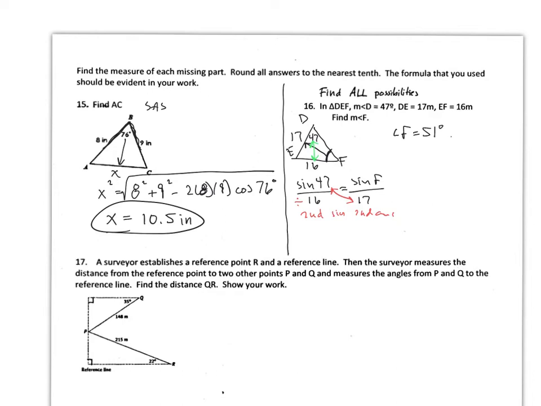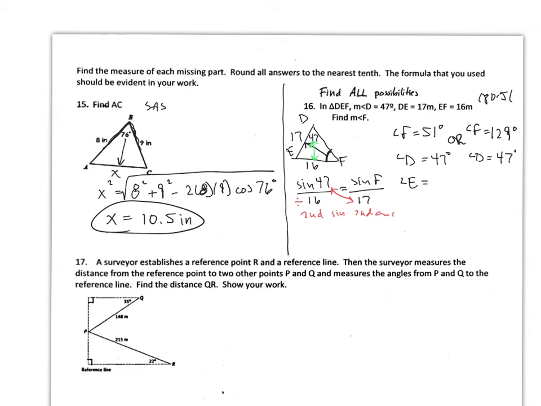Now we also have to check to see if we could have more than one answer. So then you do 180 minus 51. We want to check its supplement. So that's 129 degrees. Then we just basically have to check, do we have enough angle measures to make this work? So we know that angle D is 47. That cannot change. The question is, do you have enough left over to create an angle E?